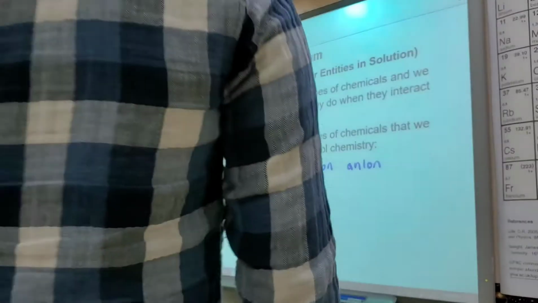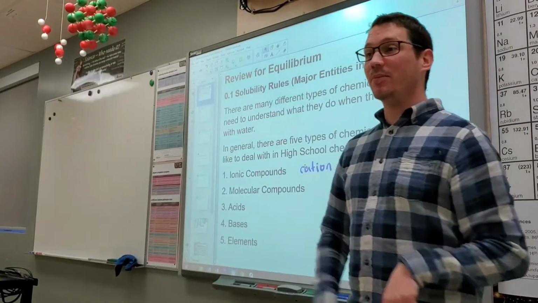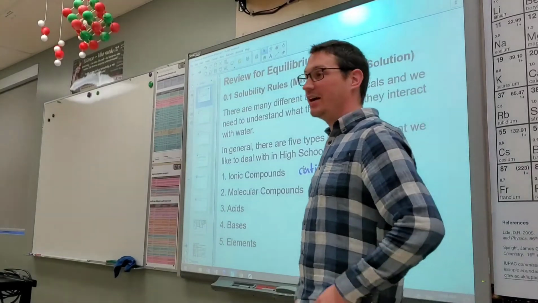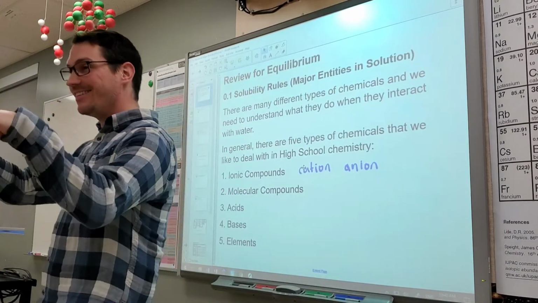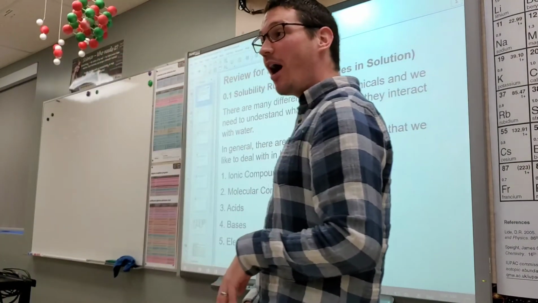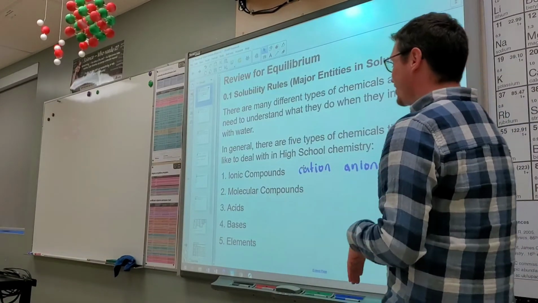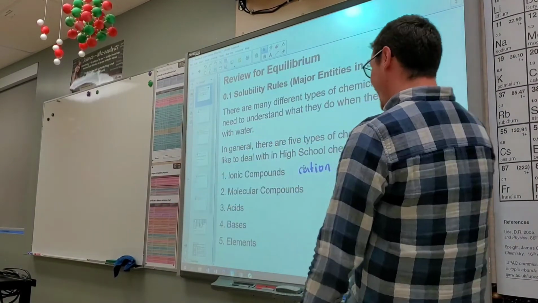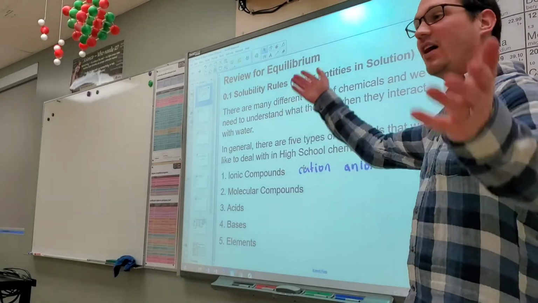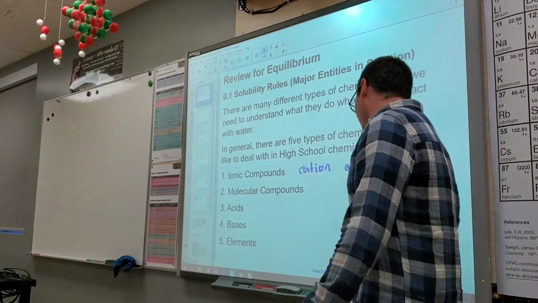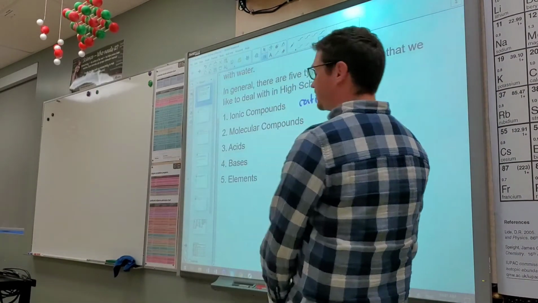Good. How can you remember that cations are positive ions? Cats have paws, right? Good. So a cation is a positive ion, and an anion is just the other one. If it's not positive, it's negative. Okay, all right.